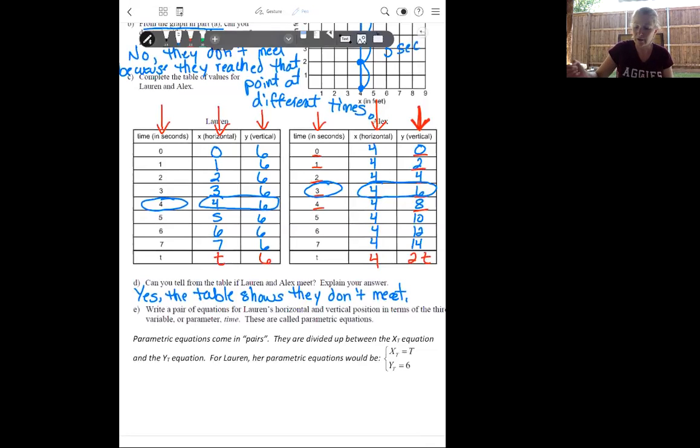So for Lauren, we can get her set of parametric equations by the bottom line in our table of values. X sub t equals t, y sub t equals 6. And that's what we showed in the last line of our table.